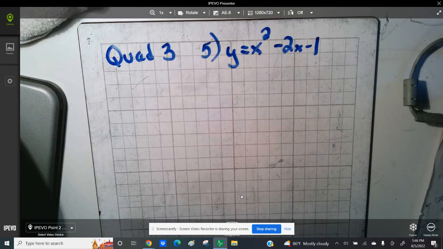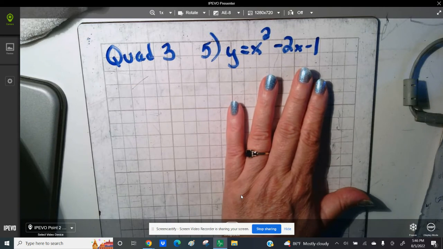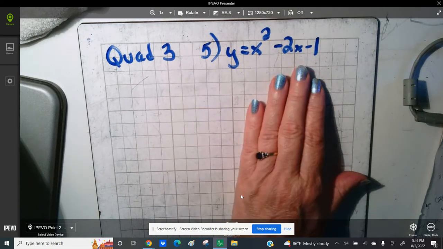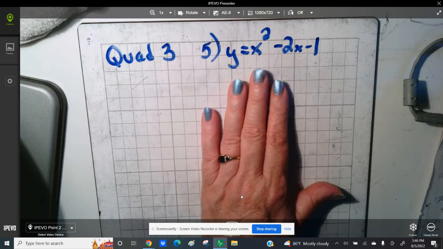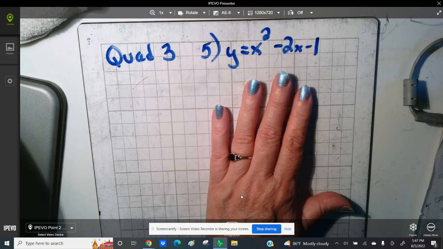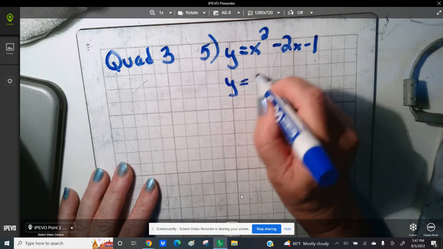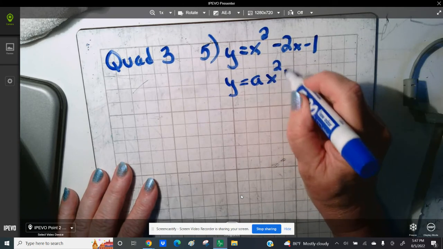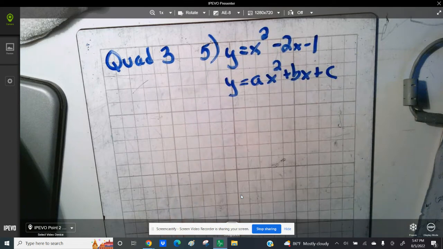All right, this is quad 3, number 5, and the instructions say to put this equation in vertex form, because once it's in vertex form, then it's very easy to graph it. So now you have to decide what form it's already in. Well, right now it's in standard form, because it looks like this. Right, so this is standard form and it kind of looks like that.